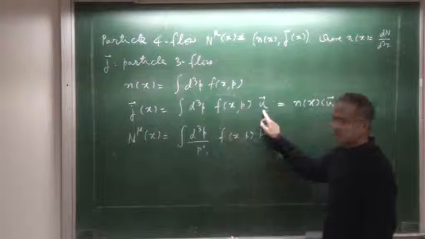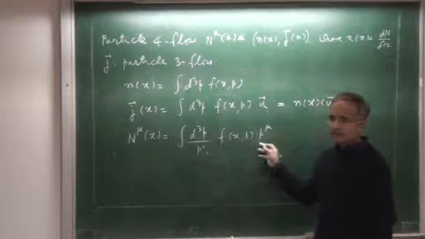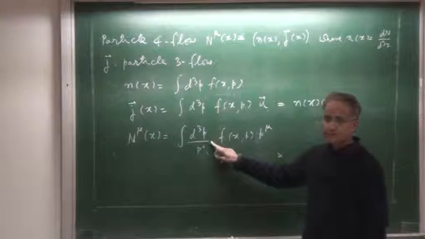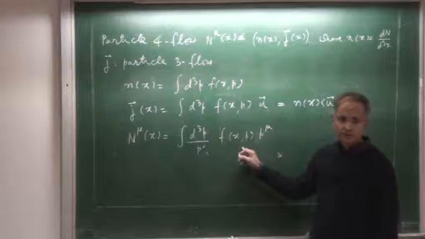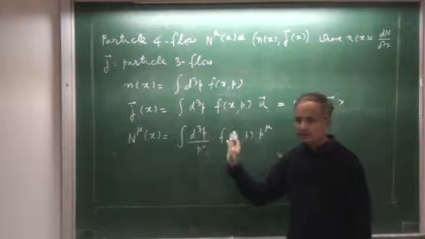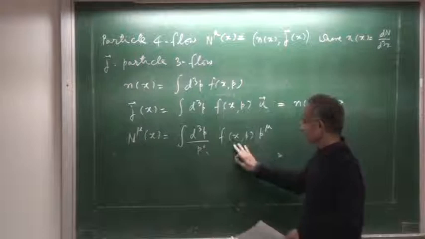Now, this is the covariant definition. We have seen already that d^3p over p0 is invariant. This is a four vector, this is also a four vector, and I said that f(x,p) can be shown to be a Lorentz scalar. So we'll assume that it is a Lorentz scalar. Then this is a consistent case. And if you assume f is a scalar, then it shows that N^mu is a four vector.